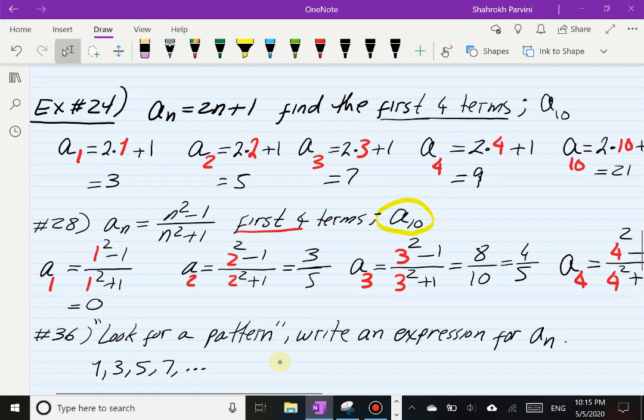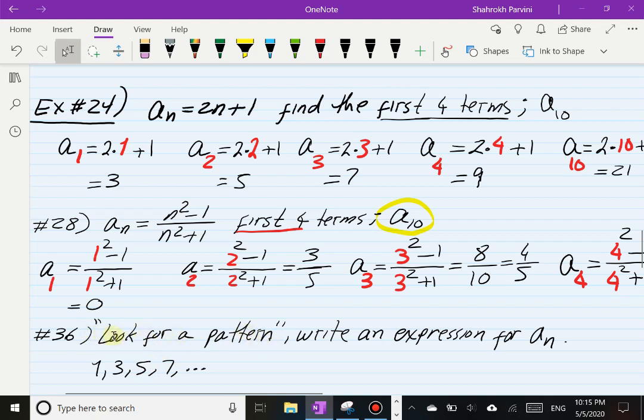So in this exercise, now take a good look at this one. We are given a sequence of numbers, 1, 3, 5, 7. Okay, that's what we're given, 1, 3, 5, 7. And in the exercise, it's worded actually exactly like I have in quotation.